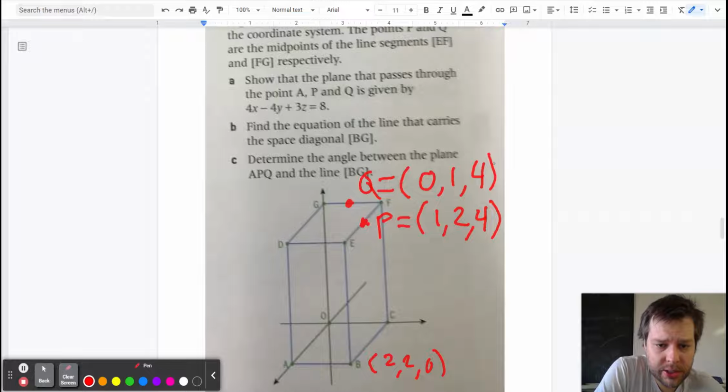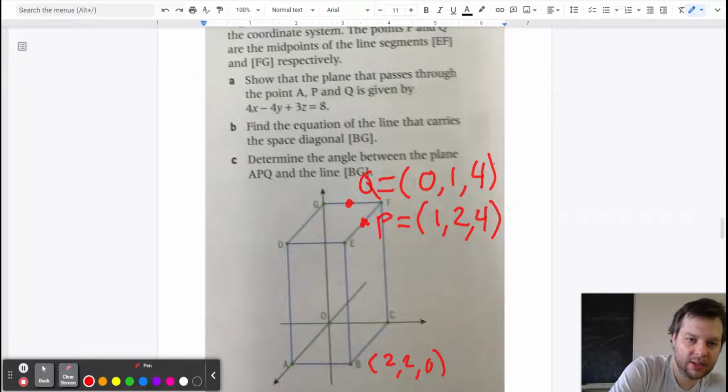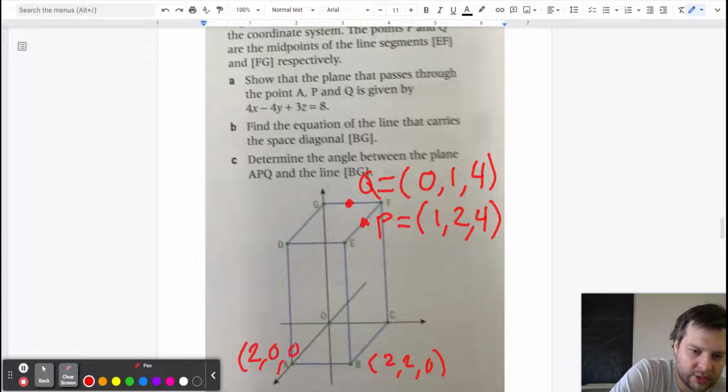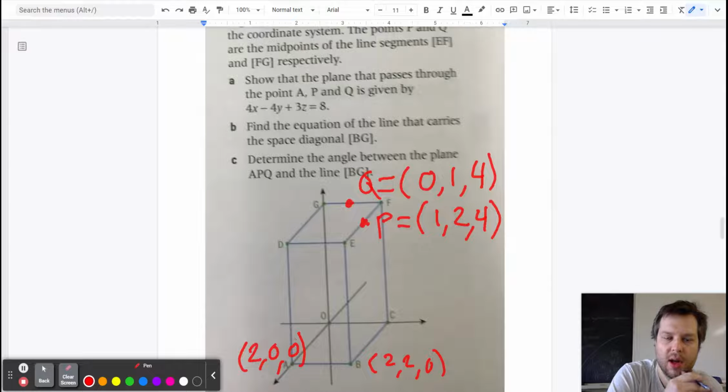And what are we trying to do through the points A, P, and Q? So I guess I didn't really need to label B, but that's fine. Point A is 2, comma 0, comma 0, and we have everything we need. So when you're finding a plane and its Cartesian form, you're going to want to find some vectors and do the cross product of those vectors.